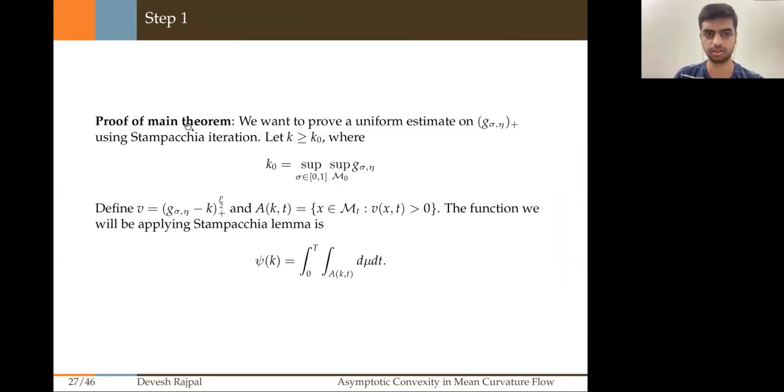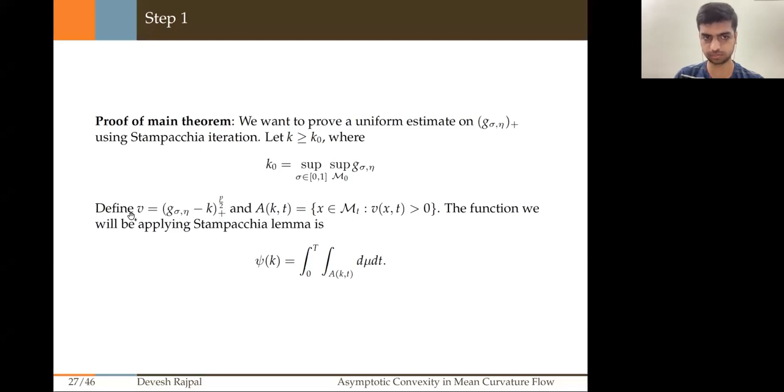So now I begin the proof. We want to prove a uniform estimate of G using Stampacchia. Before that, choose a K naught such that K naught is the supremum of G over the initial manifold with sigma varying over 0 to 1. This is a compact setting, so the supremum is not infinity. And I define a certain function as the difference G sigma comma eta minus k, the positive part of it, raised to p by 2. And A_k is the domain where this function is positive, that is, where G is greater than k.